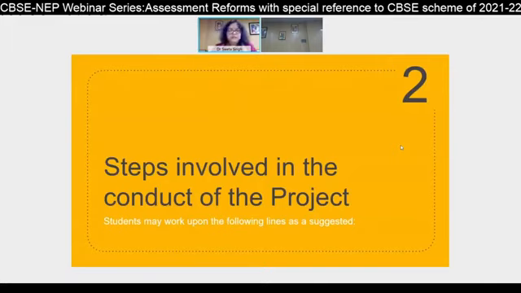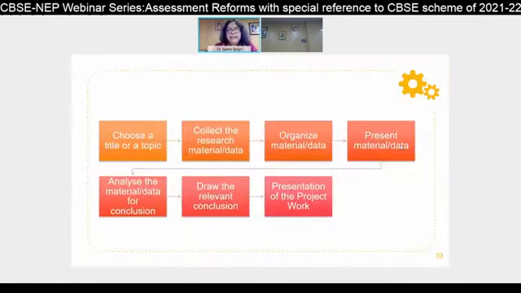There are certain steps which are involved in the conduct of the project work. The students can work on the following lines as suggested. These are 7 stages that we have referred to. One is choose a title or topic, then collect the research material and data, organize that data and material in a cohesive form, present that material and data, analyze it, draw the relevant conclusion, and present the project work. So all these aspects, which are important steps for the project work, are to be told to students, and students should be made aware of all these aspects right from the beginning of the project work, and a teacher has a very important role in this.